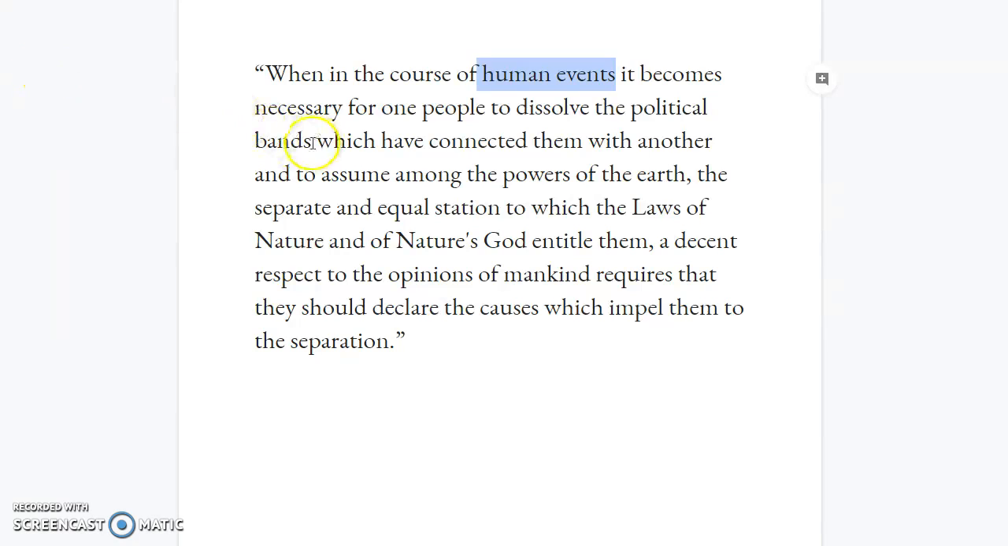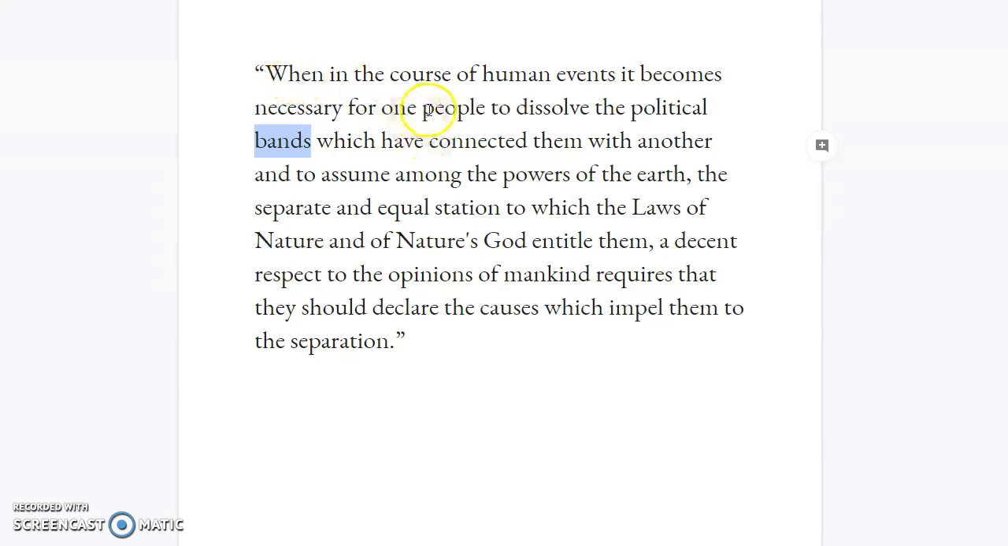Now, bands is a tricky word because it can mean lots of things. It could mean like a group of musicians, but clearly in this situation, well, once you understand it, a band is just something that connects one thing to another thing. Like you might use a rubber band to connect two books together or something. To dissolve the bands just means to break the bands, which have connected them to another. So what type of bands? The bands that connect one group to another. So let's look at what this says so far.